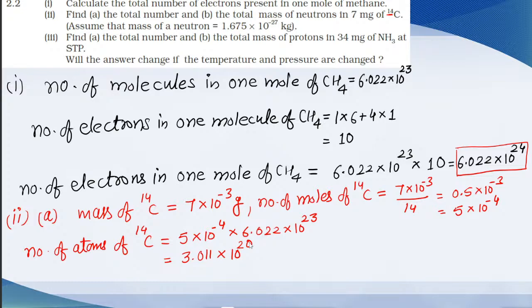क्या किया पहले हमने 7 मिलीग्राम को ग्राम में कन्वर्ट किया, उस ग्राम से हमने मोल निकाल लिए और मोल को एटम्स में कन्वर्ट कर दिया बाय मल्टीप्लाइंग विद एवोगाड्रोस नंबर. ठीक है बेटा?